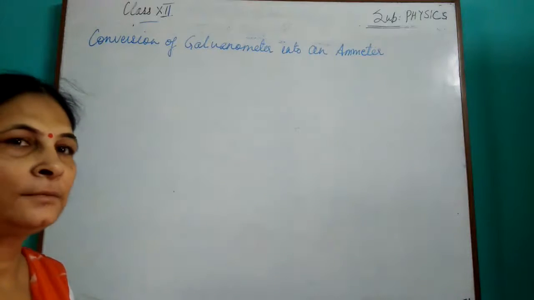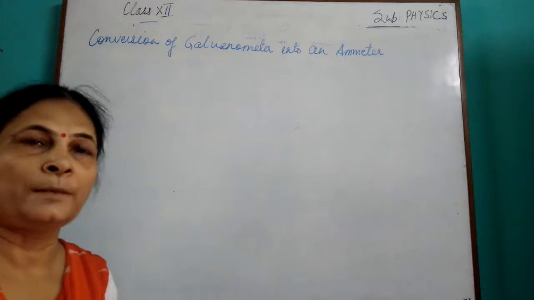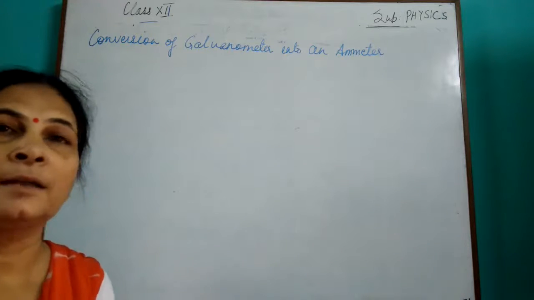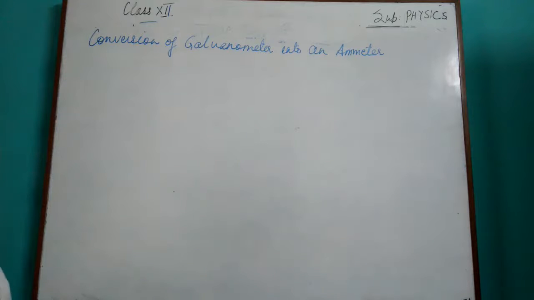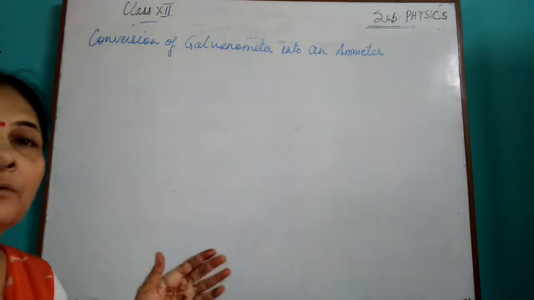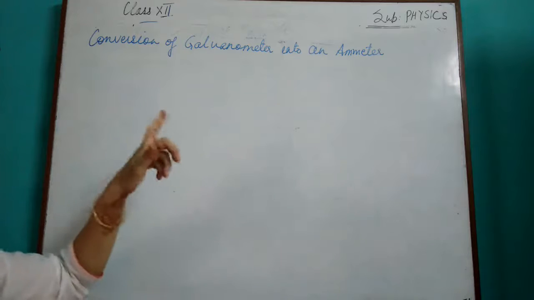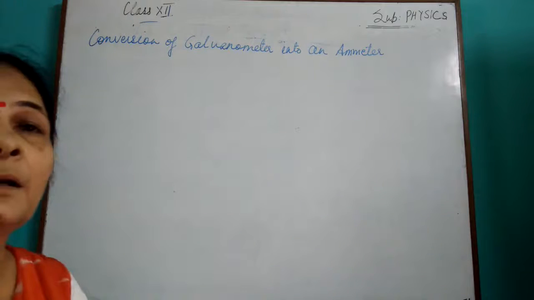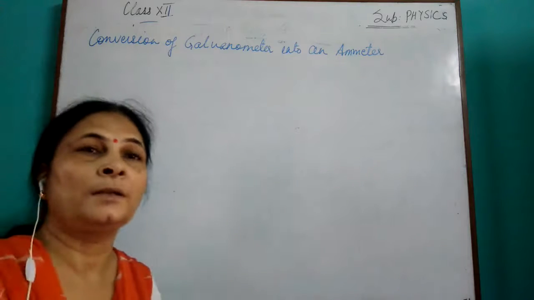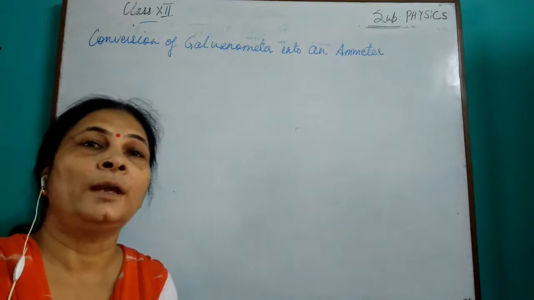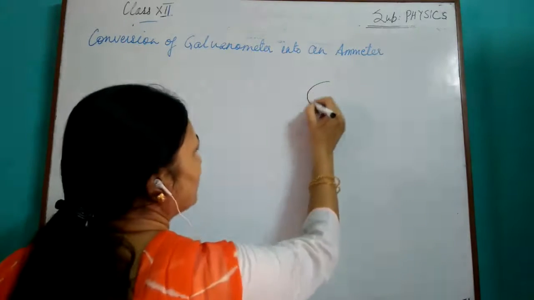Good morning, children. Yesterday we talked about the moving coil galvanometer, and as I told you, it has a high resistance and therefore cannot directly be used to measure current and voltage. So we'll now try to convert it into an ammeter and a voltmeter. First we'll talk about how a moving coil galvanometer can be converted into an ammeter. See, you already have a galvanometer.